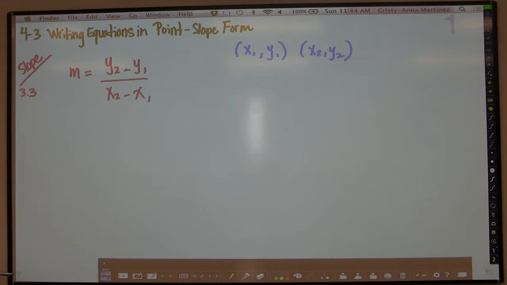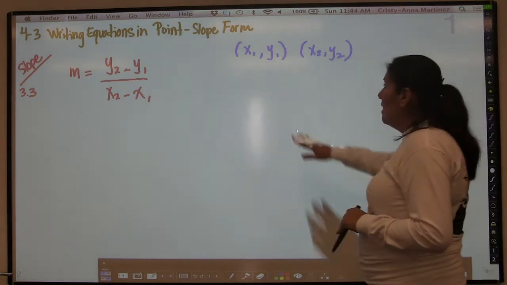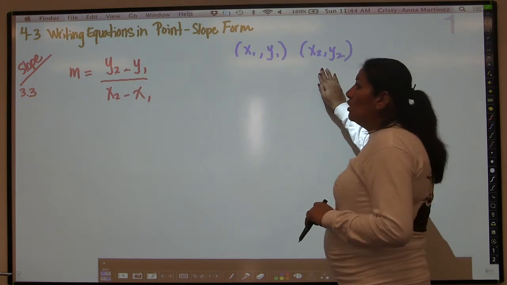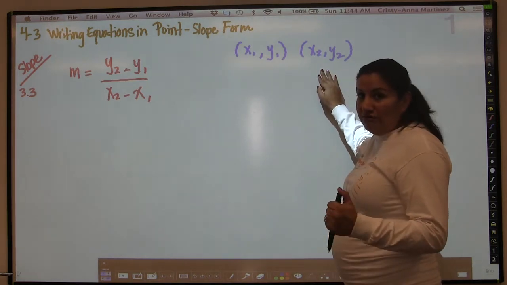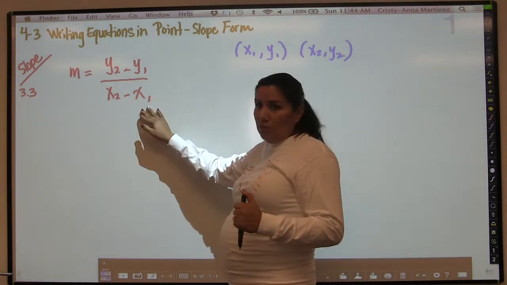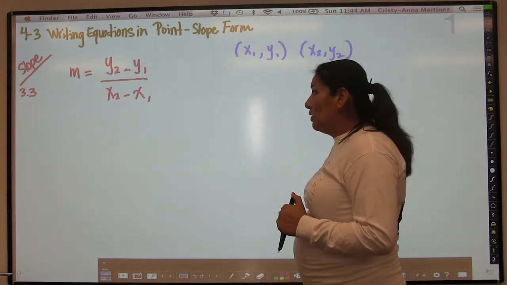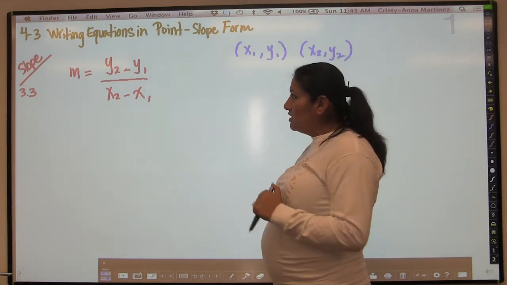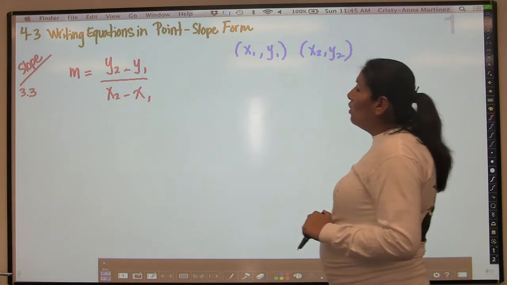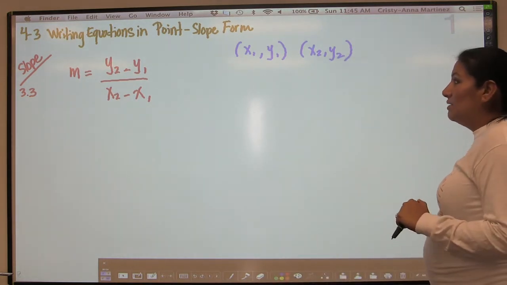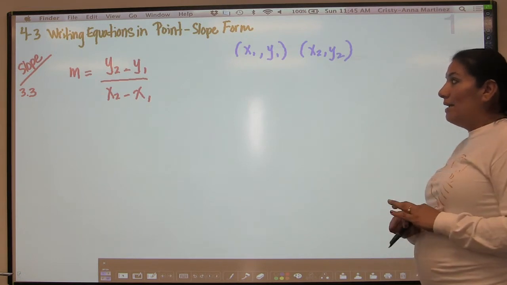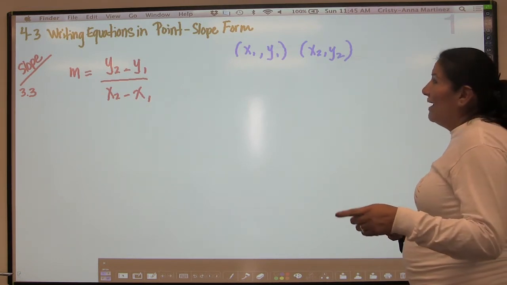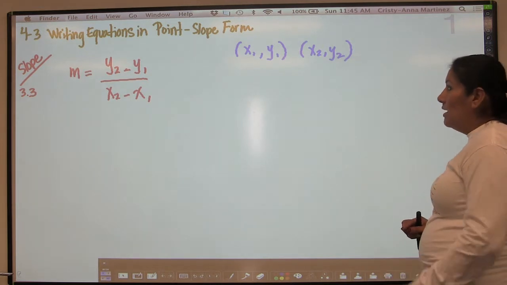We learned about rate of change and slope in section 3.3, and in that section we learned that provided you were given two ordered pairs, (x1, y1) and (x2, y2), you could calculate the slope or rate of change of the line by this formula, m equals y2 minus y1 over x2 minus x1. This is basically rise over run. And so what I wanted to show you today is how we can manipulate this one formula to get both the slope-intercept form and today's point-slope form, and how that happens.